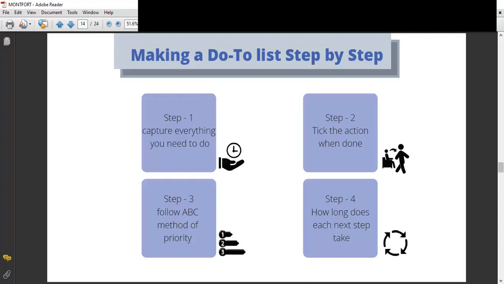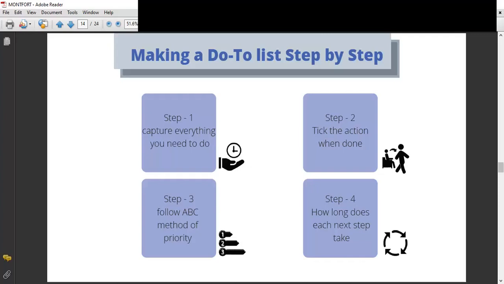So in order to get rid of all these difficulties and problems, which later cause stress to us, we should number the tasks. We should understand which one is urgent and which one is important for us. Then step 4, how long does each next step take? We should also know how much time that task will take, whether it will take 1 hour, 2 hours, 3 hours, or more than that.